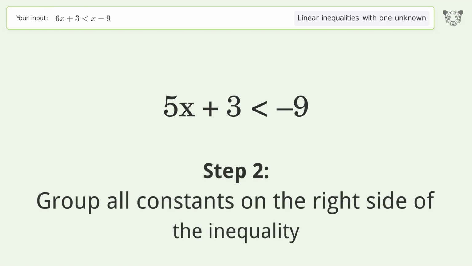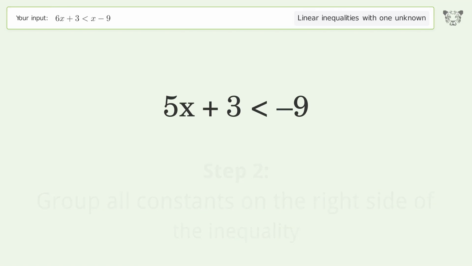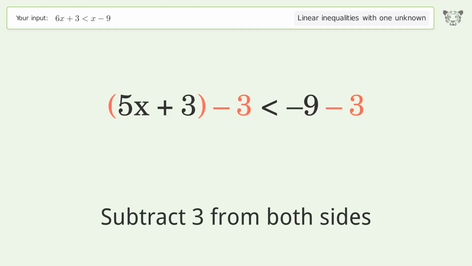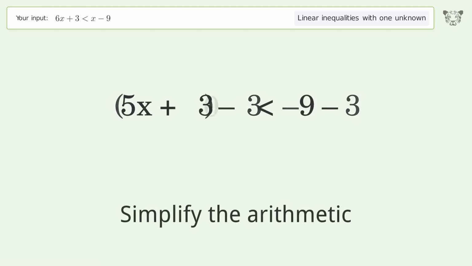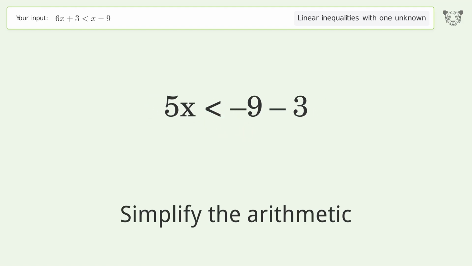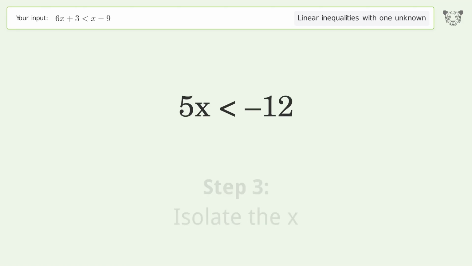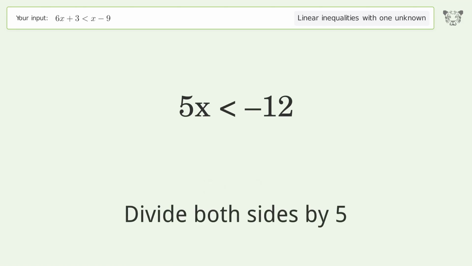Group all constants on the right side of the inequality. Subtract 3 from both sides. Simplify the arithmetic. Isolate the x. Divide both sides by 5.